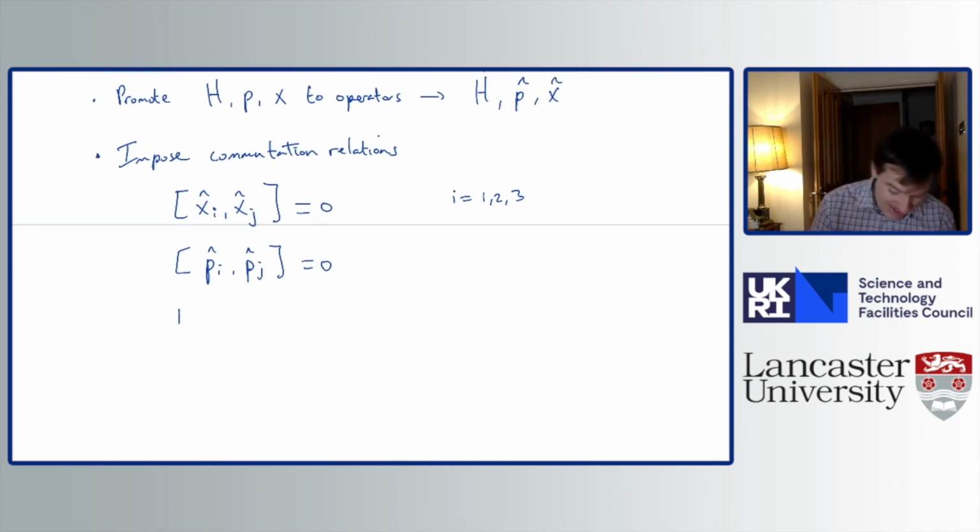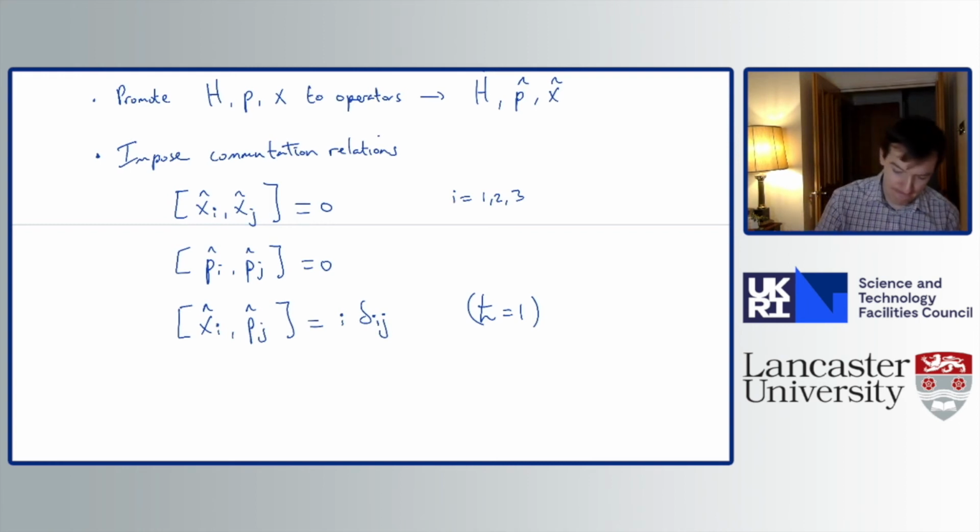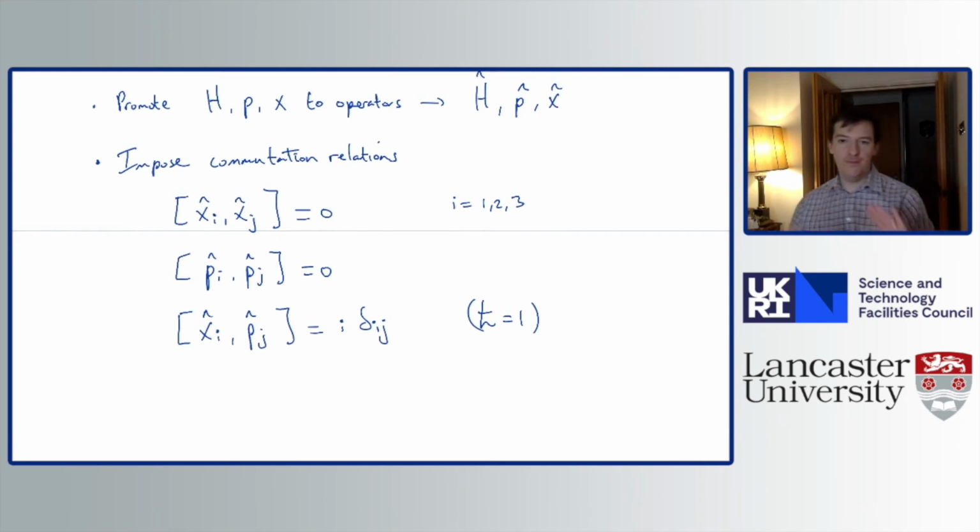But the important point is that the commutator of momentum and position is not 0. In a normal quantum mechanics course, you would say it's i h bar delta ij: 1 if i is equal to j, and 0 if i is not equal to j. Now remember, we're using natural units, so I'm going to set h bar equal to 1 in this expression for the commutators.